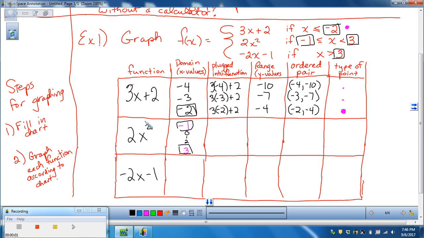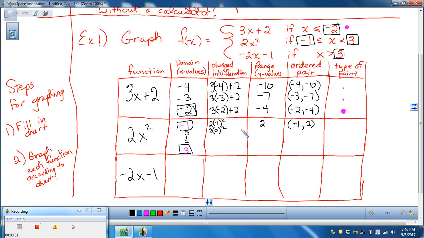Once I've got those, now I'm going to plug them into the quadratic equation here, plug it into the function, see what we get. So the first one, I've got 2 times negative 1 squared. Negative 1 squared is 1 times 2 is 2. So my first ordered pair is negative 1, comma, 2. Second one, plugging in 0, 2 times 0 squared.